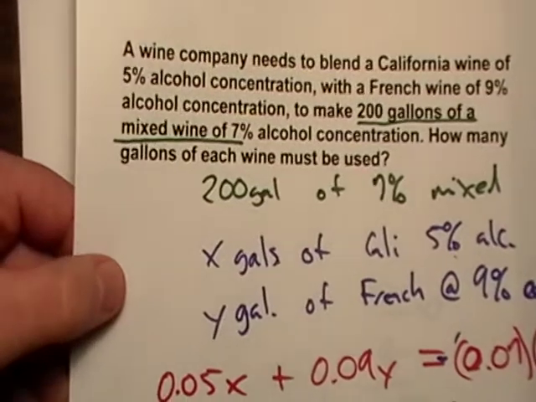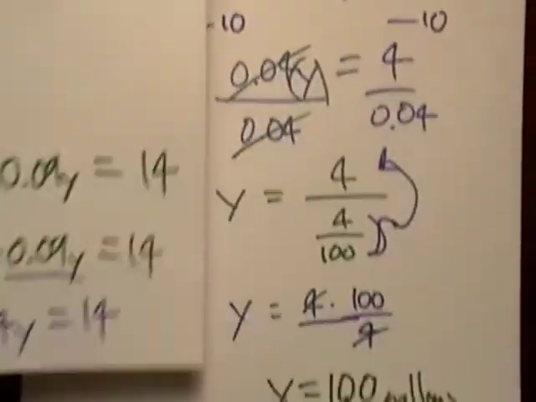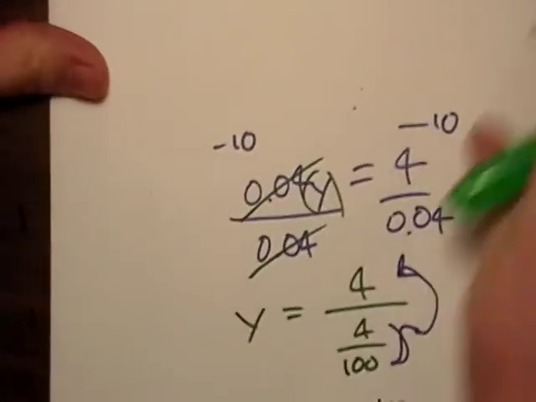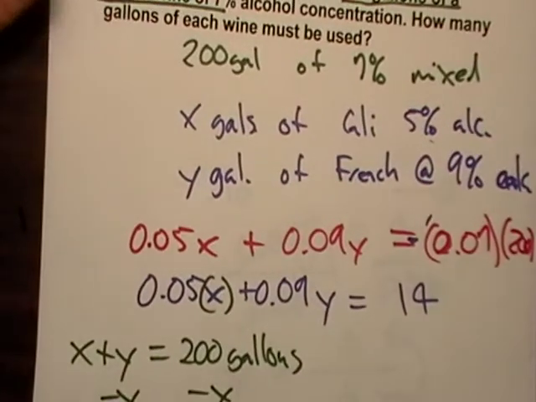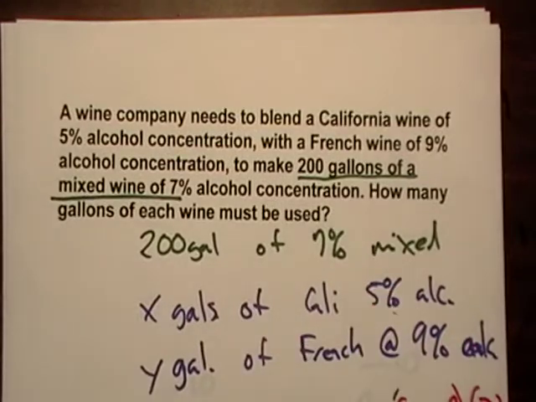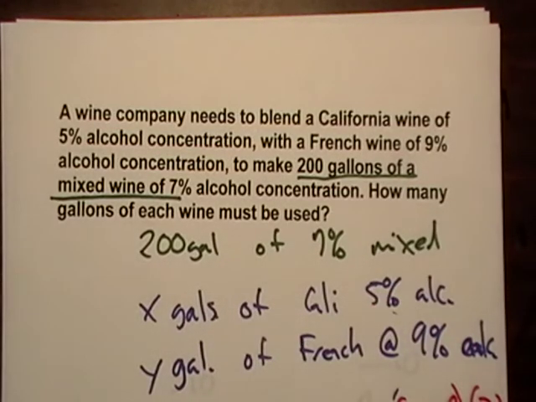Okay, and our total was 200, so we're also going to need 100 gallons of Cali wine to make this work. Okay, so that is that problem, and I think we did pretty good. I went through that one pretty fast. I went through some of the earlier ones, I actually used 2 videos to go through, but that's pretty much what we ended up with.